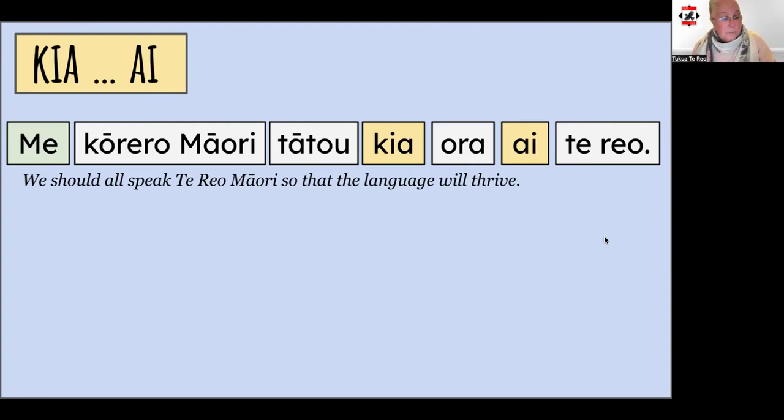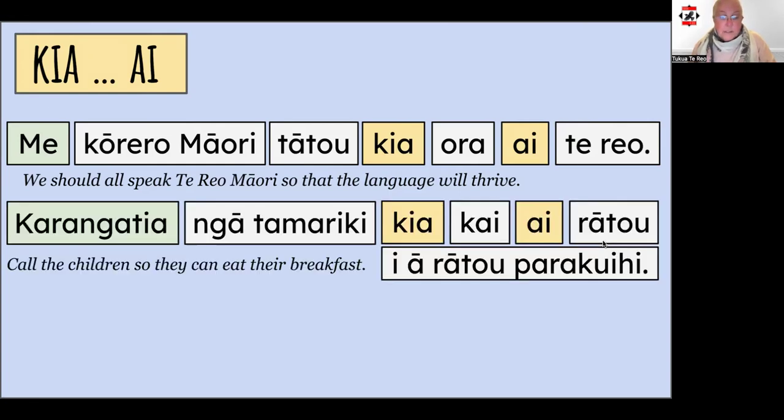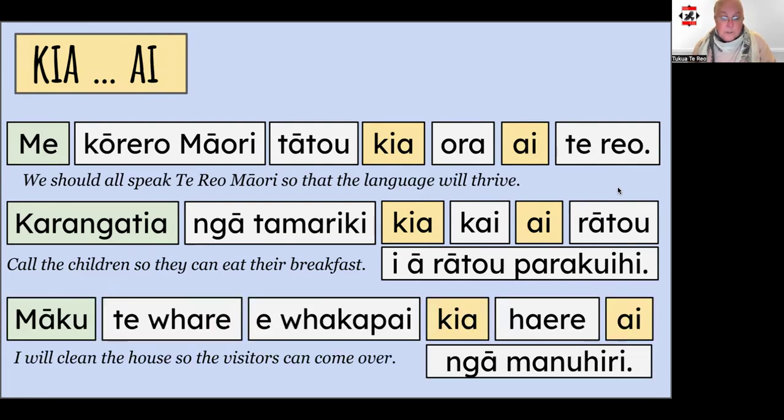This structure also works with tohutohu whakahāngū. Here's an example. Ka rangatia ngā tamariki kia kai ai rātou, I a rātou parakuihi. Call the children so that they can eat their breakfast. One last example using a pronoun now. Māku te whare e whakapai kia haere ai ngā manuhiri. I will clean the house so that the visitors can come over.